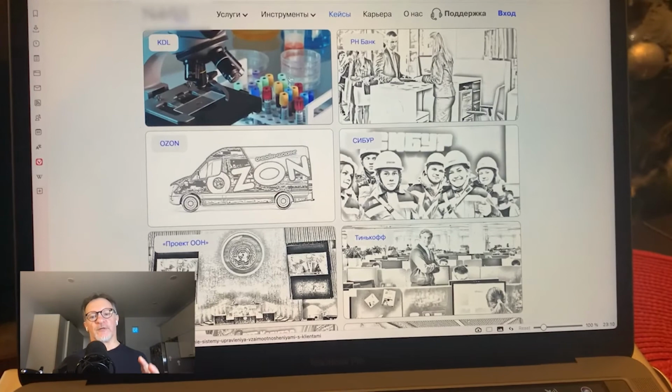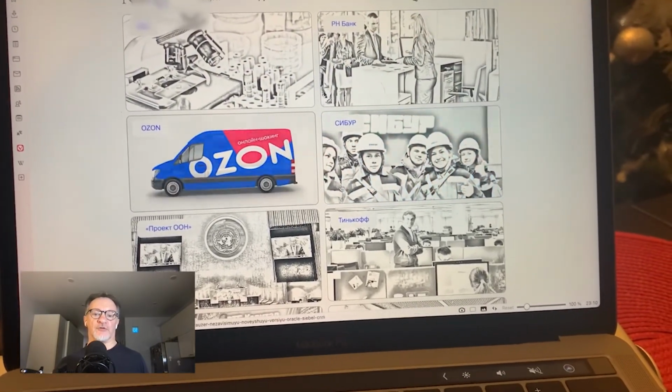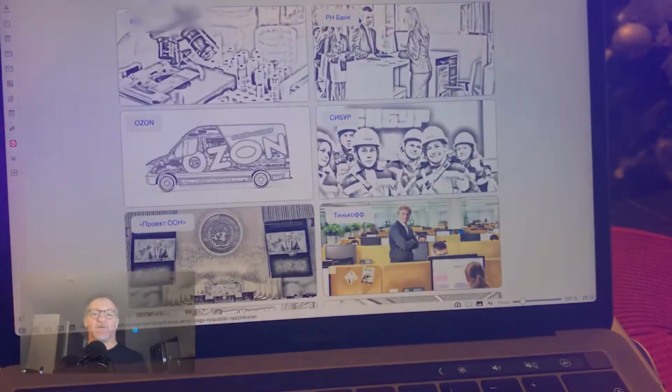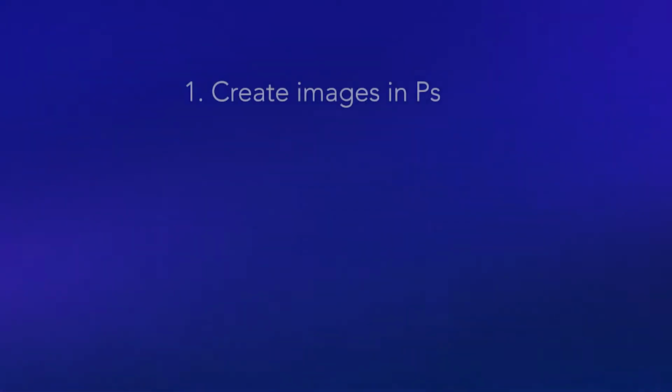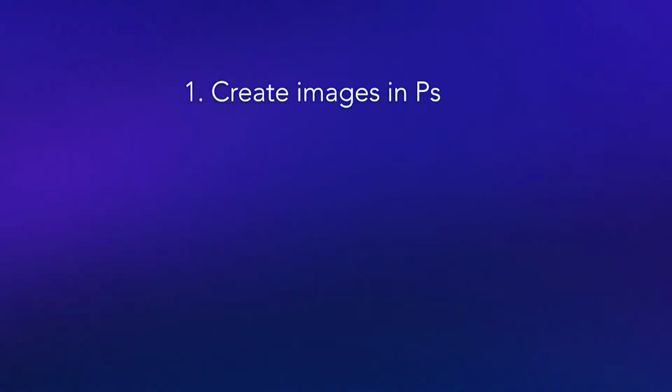Hi, let me show you how to make such a beautiful transformation from a black and white, almost drawn picture to a fully colored one. We'll do it in 4 steps. First, we'll create a black and white drawing from a colored picture. I will show you how to do that in Photoshop.